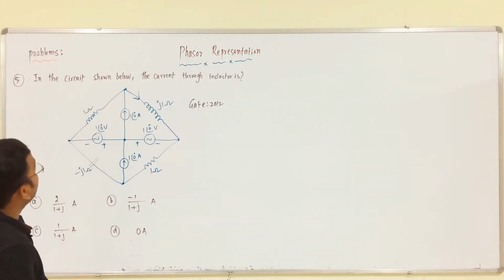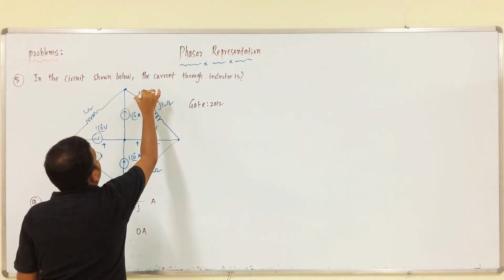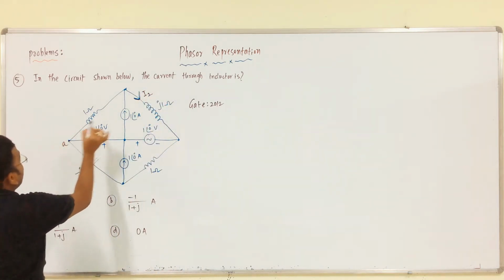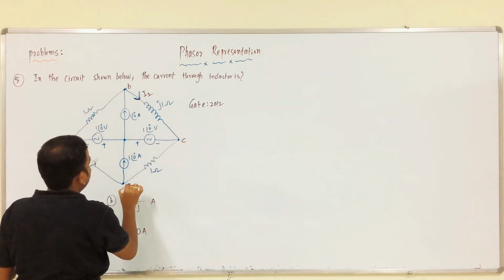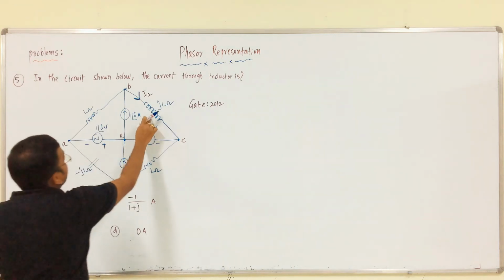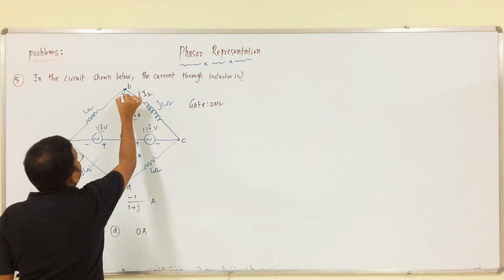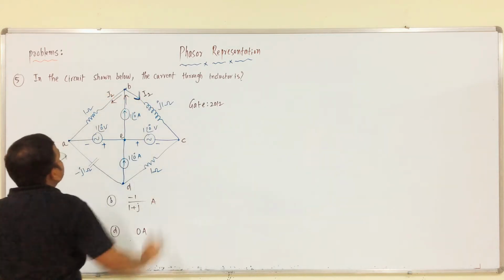In the circuit shown below, the current through the inductor. So, we have to calculate the current through this inductor. Before that, A, B, C, D, E. This is the current entering, and from this it is leaving, again we have to assume this is leaving. For example, this is I 2.